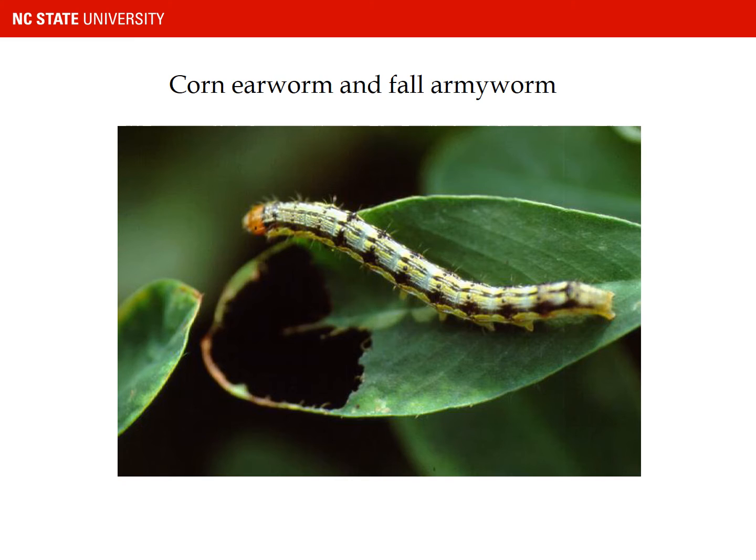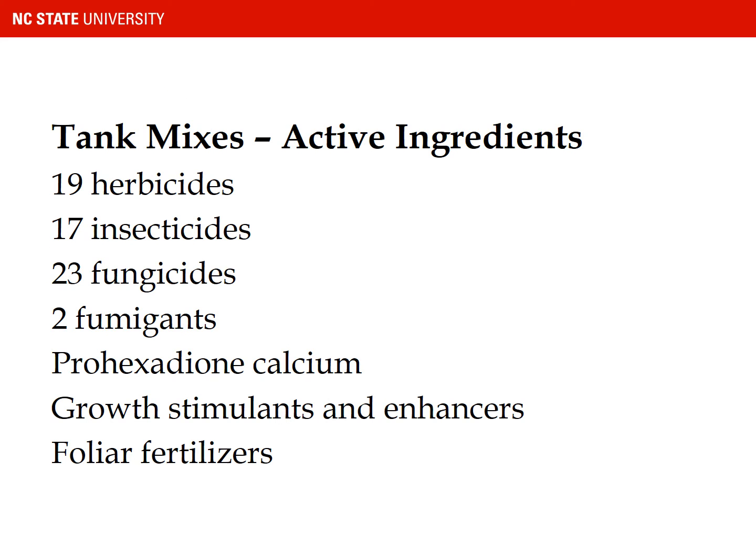Corn earworm and fall armyworm. I should put in here tobacco budworm. Those are also issues. And if you look at the active ingredients, there are multiple products that have the same active ingredient. Just in peanuts alone, there's 19 herbicides, 17 insecticides, 23 fungicides, 2 fumigants, prohexadione calcium. There's a lot of growth stimulants or enhancers that you could get from the distributors. That's part of their line of products, and then foliar fertilizers. So there's a lot of possible overlap.